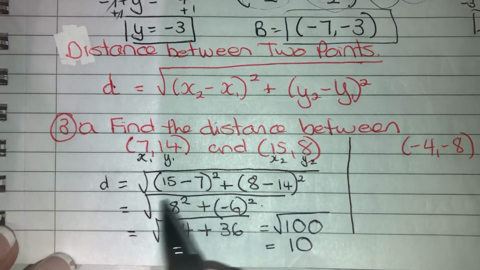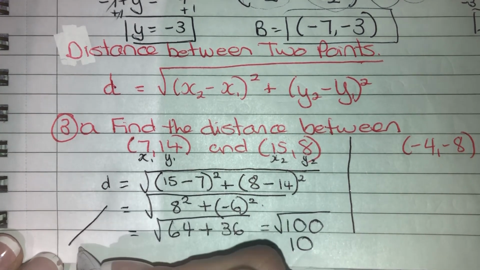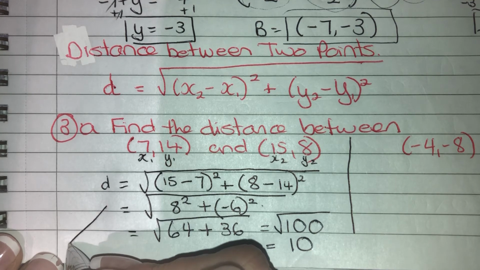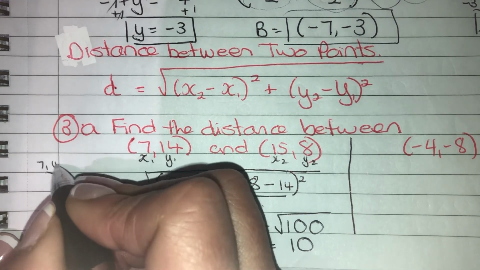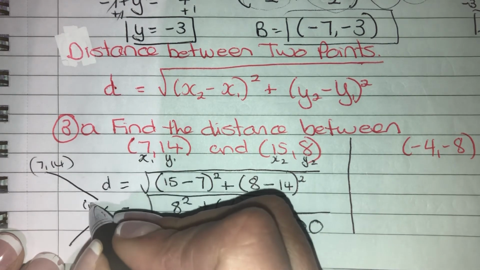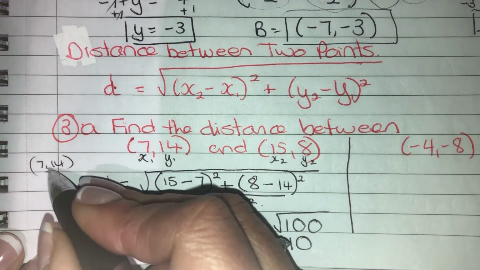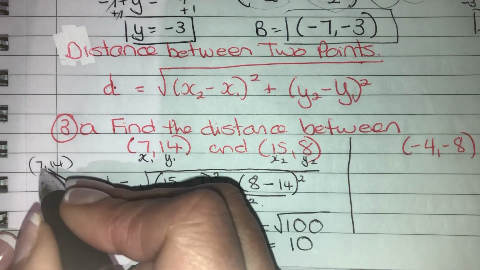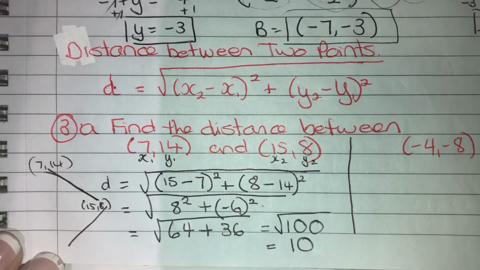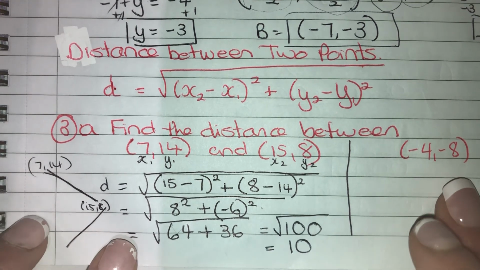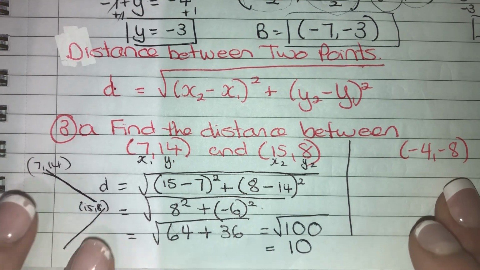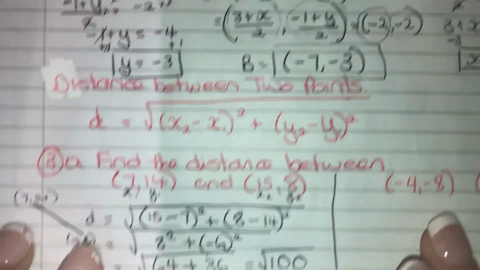So this time it's measuring between a point, so you might have 7, 14, and 15, 8. And the distance is 10, so the line is 10. Okay, I don't think we need to do another one of those. You just need to plug in, have your calculator, because it won't always look beautiful like that.